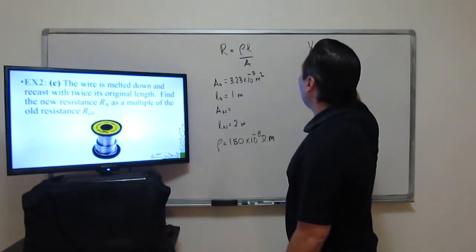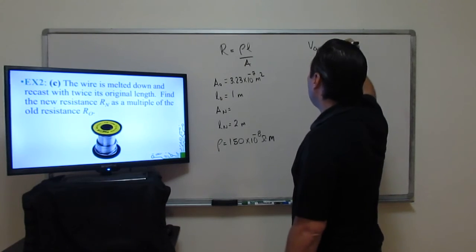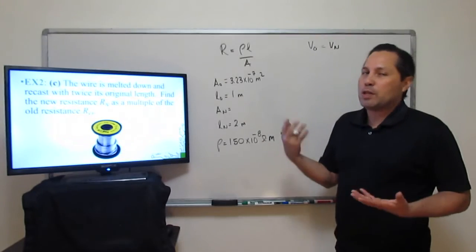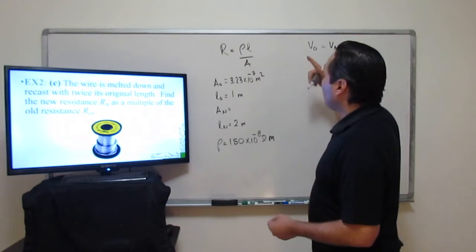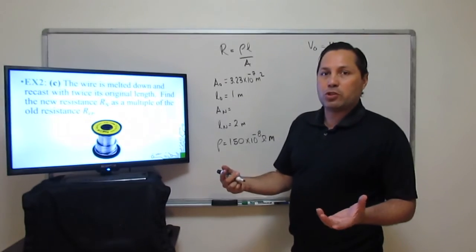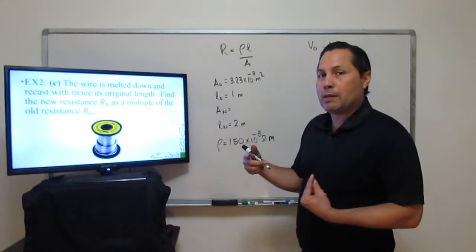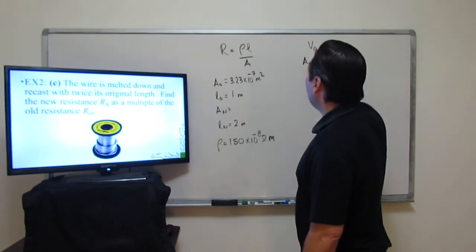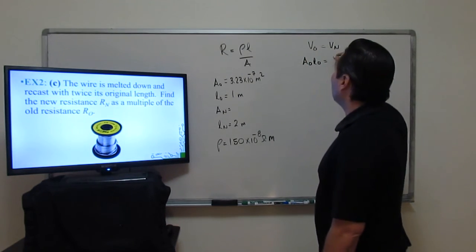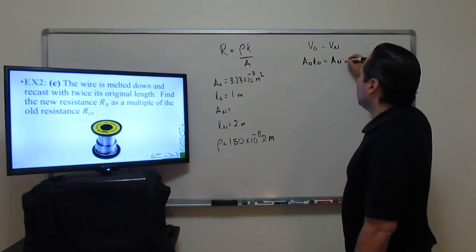So the volume of the old wire is equal to the volume of the new wire. Even though it's melted and reshaped, it's still the same volume. Volume for a wire, which is essentially a cylinder, will be the area multiplied times the length. So the old area multiplied times the old length is equal to the new area multiplied times the new length.